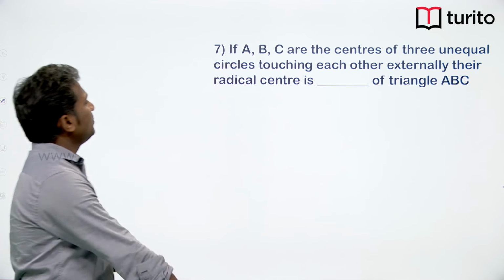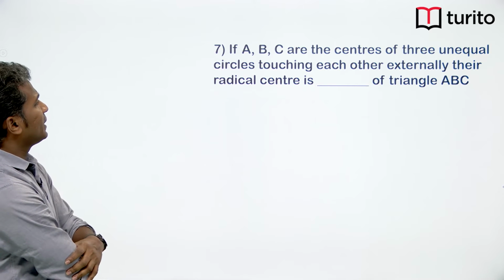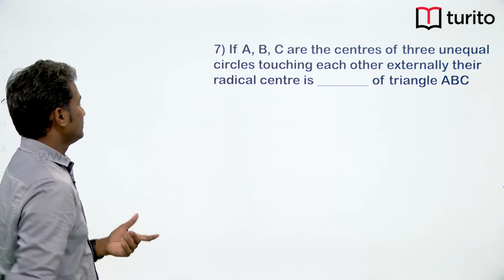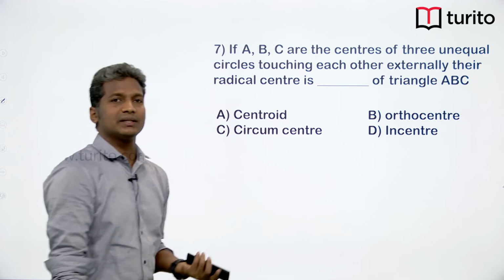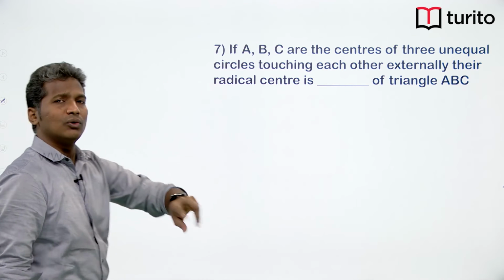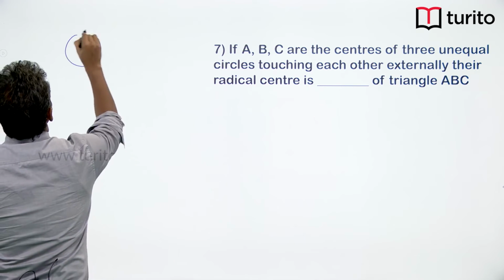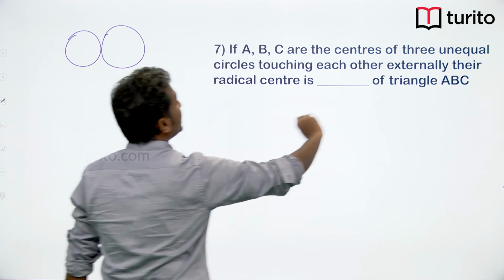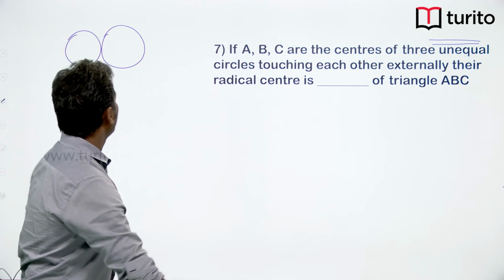Here ABC are centers of the three unequal circles touching each other externally, then their radical center is. Options are same, all centers. Out of these, which center is the correct answer? So, let me work out this by taking only two circles first. Now, let us say I have taken one circle here, other circle here. These circles are unequal. Unequal means radii must be different.